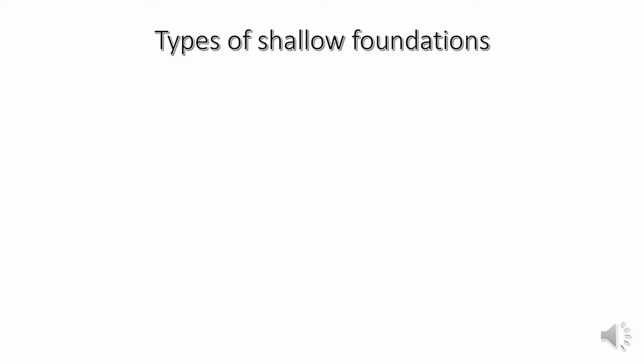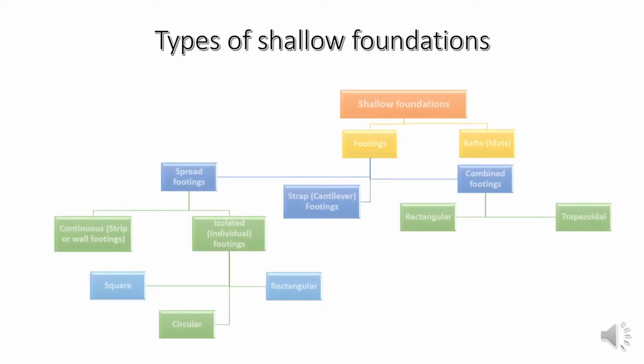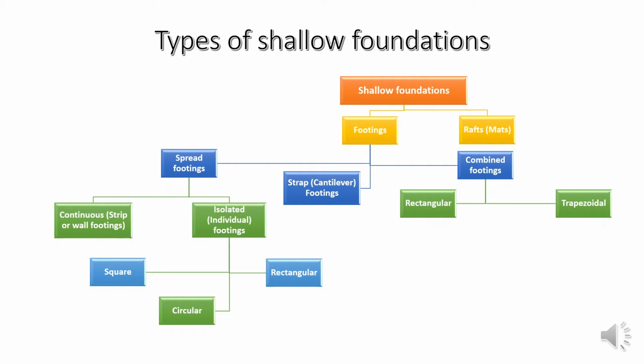Types of shallow foundations. Shallow foundations shall be grouped into two categories. First one is footings, second one is raft or mats. The footings can be classified as spread footing, strap or cantilever footing and combined footing.